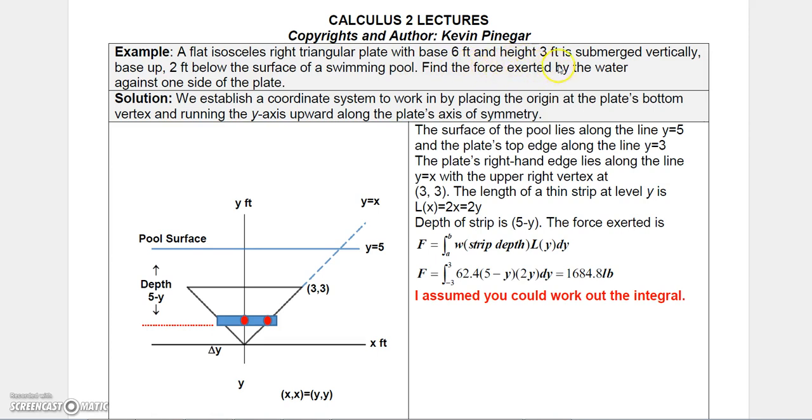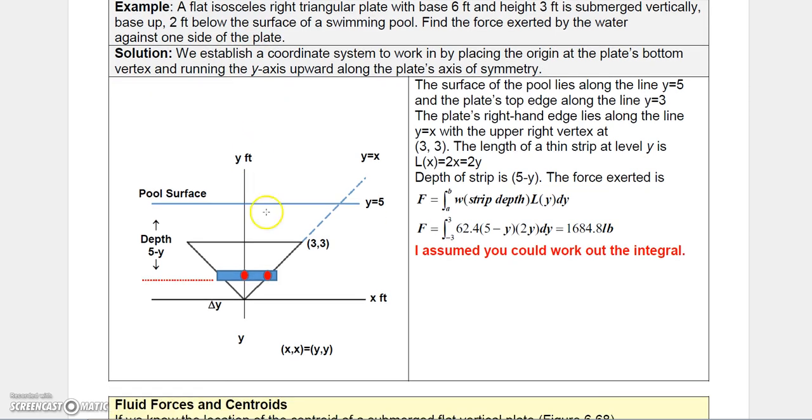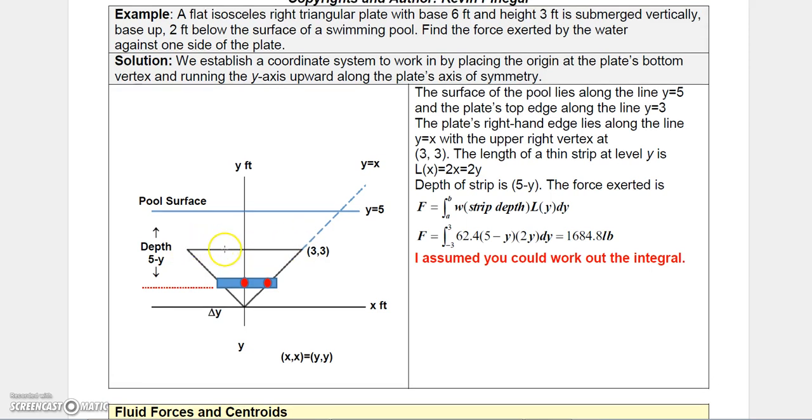Find the force exerted by the water against one side of the plate. Okay, so here is your triangular plate, and the water level is 5 feet. Since we're submerging it 2 feet below, the water level at the top of this triangular plate would just be 3 feet. And we know that the base is 6 feet, so from here to here is 6 feet. And we know the height is 3, so from here down to here is 3 feet.